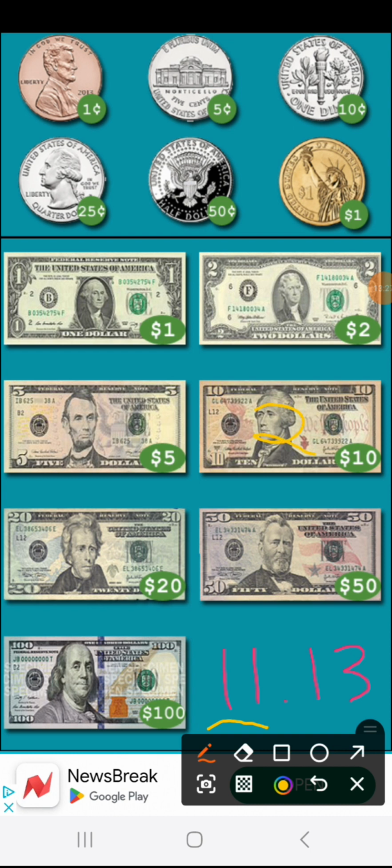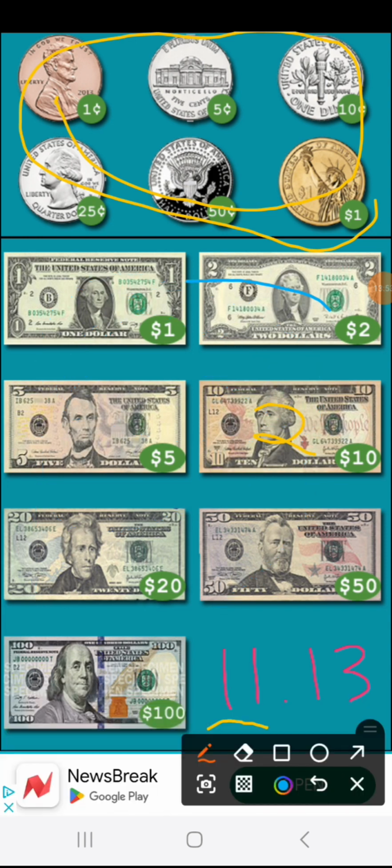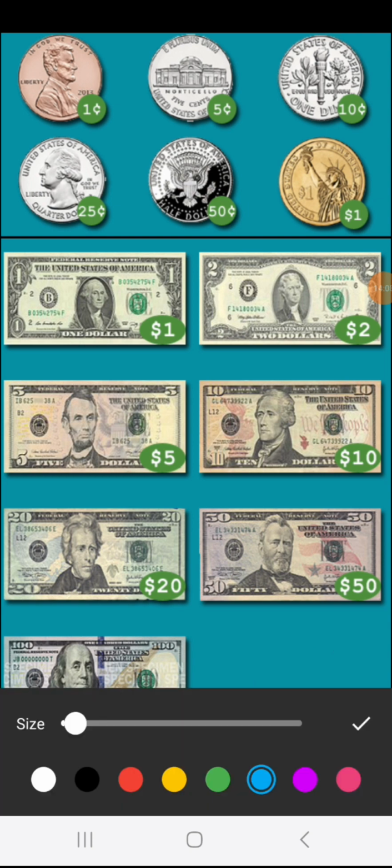$20. Hey, this is the dollar bill, okay? We're not in coin land no more. This is coin land. We're in another world called the dollar bill world. Let's change the color. It's the dollar bill world, okay? All this over here. The coins are trying to become bills. Are you understanding that? Okay, so let's do this here. Hold on, let's change the color.